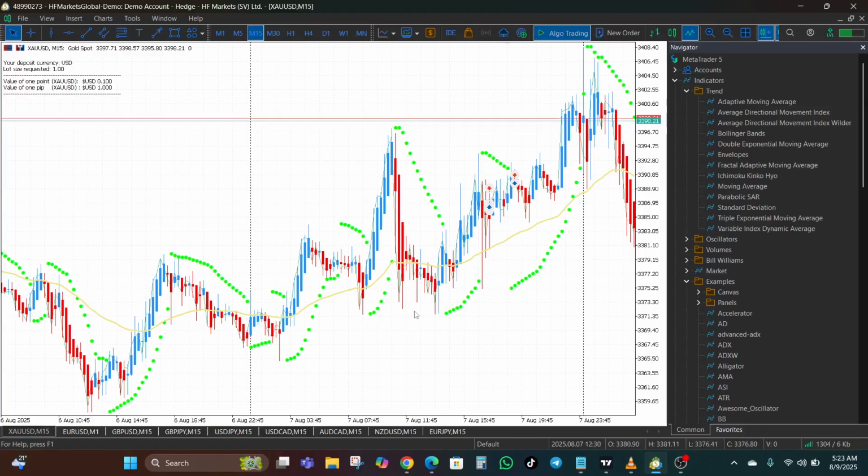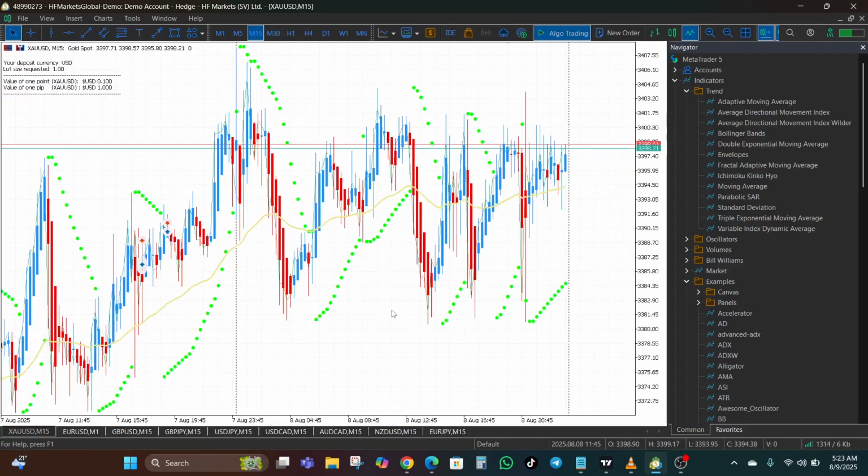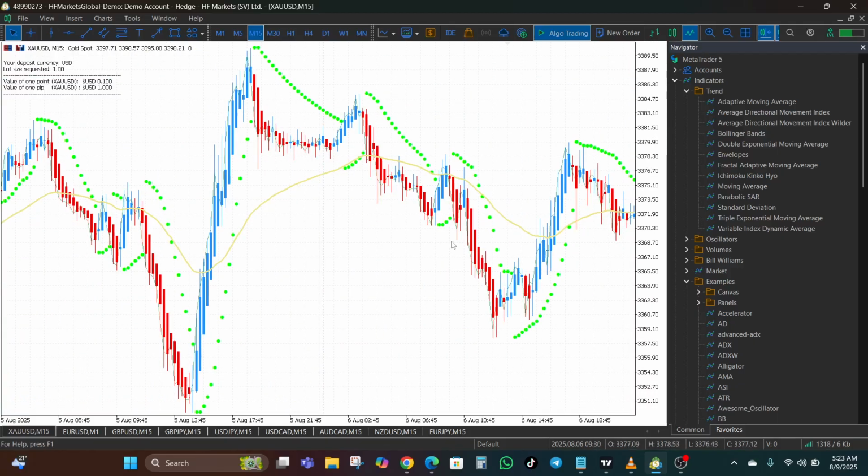Now, for a sell trade, the candles should be below the 50 EMA. All right, your Heikin Ashi candle should be solid red as well, with no or little upper shadows. And then you must have the parabolic SAR dots above the candles. Okay, so this confirms a strong bearish move. The idea is to align all three indicators so you are trading with the momentum and not against the momentum.